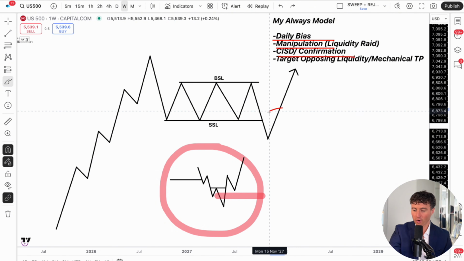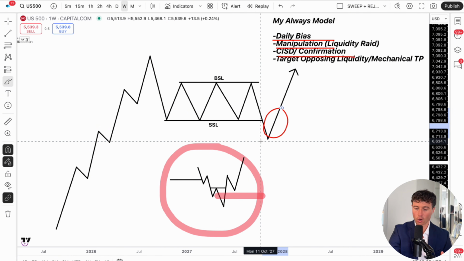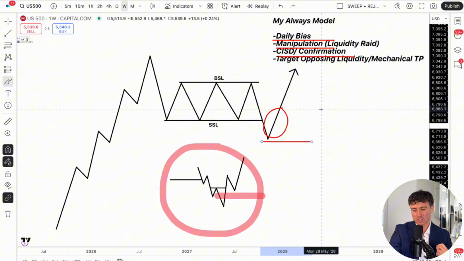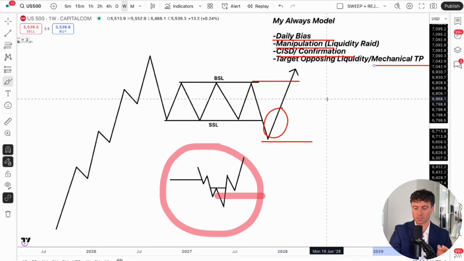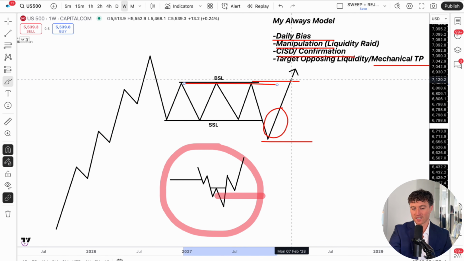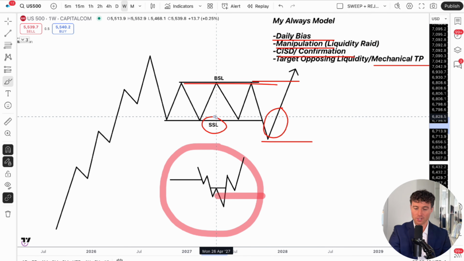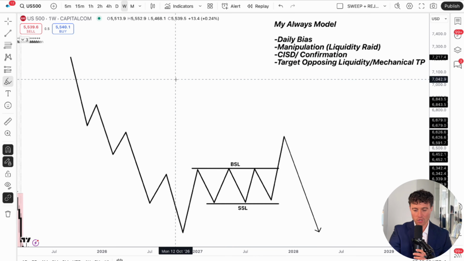Once you're triggered long in this trade right here, invalidation will go below the liquidity sweep, and then we're looking at targeting opposing buy side liquidity or a mechanical 1 to 2 risk to reward. This buy side liquidity could be the Asia or London session high, and this sell side liquidity could be the Asia or London session low. Now let's look at the sell model.